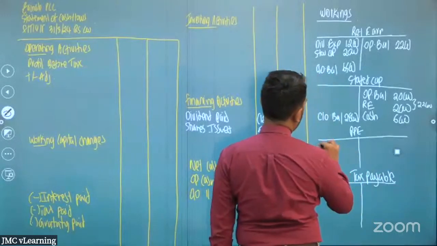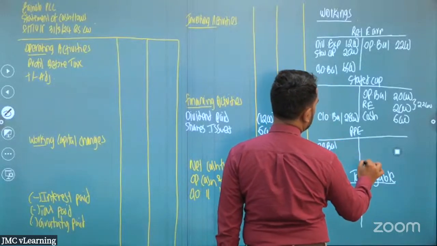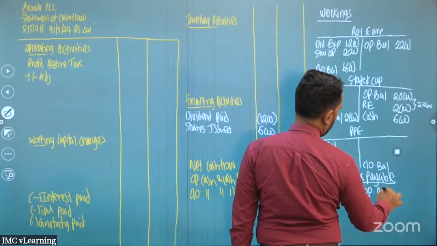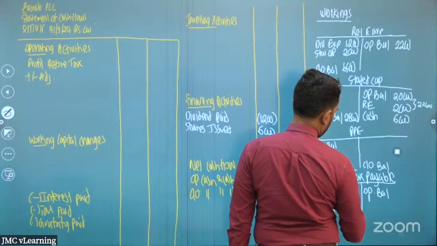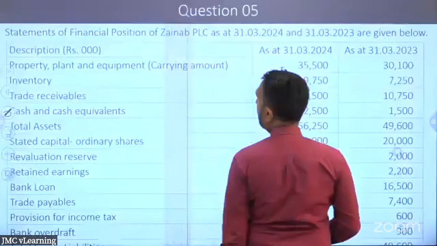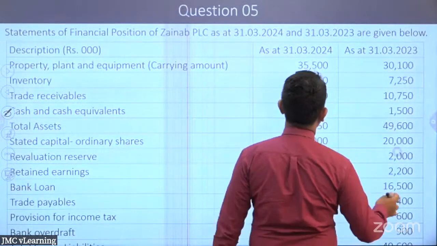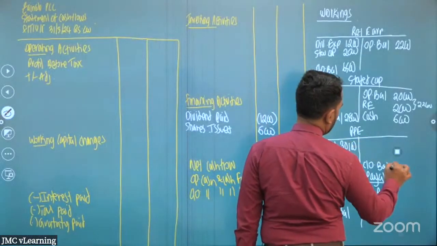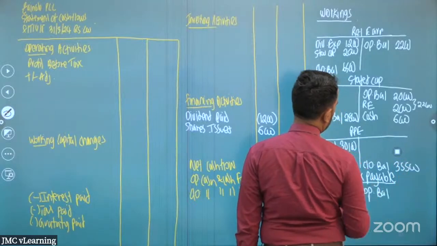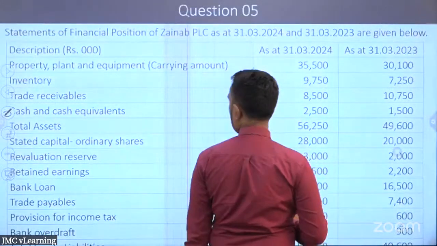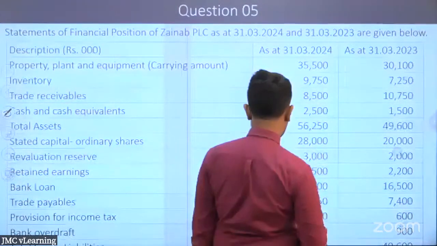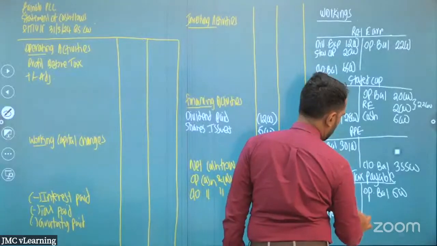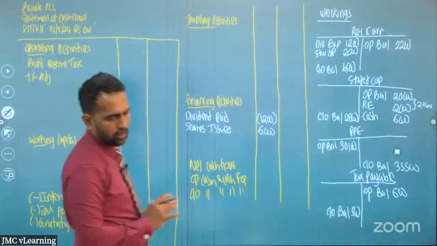Put the opening balance, closing balance, opening balance, closing balance. PPE 30,100, 35,500. Tax payable, Lamai, 600 and 500. Opening balance 600, closing balance 500. Right.